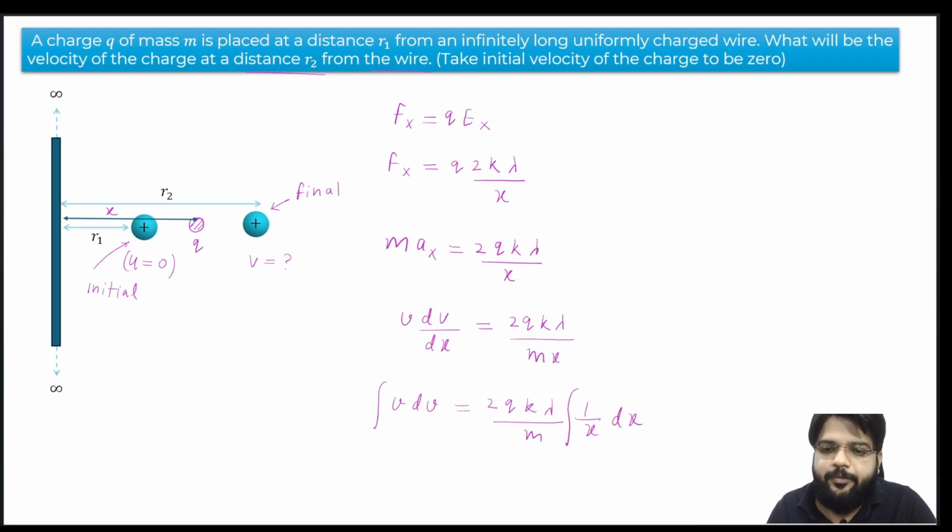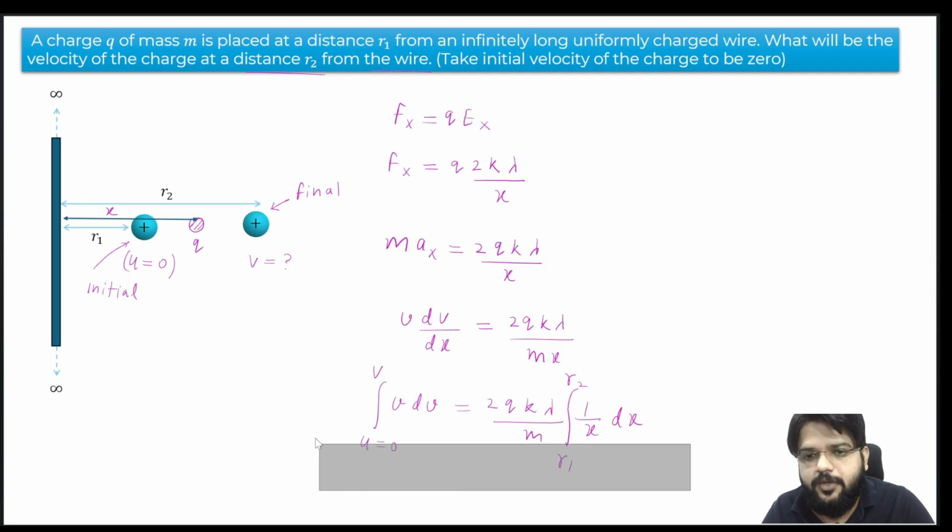All right. Now we will put here the limits of integration. So initial velocity of this particle is 0. So u equals 0, and here v equals v. And here we are doing integration with respect to x. So what is the limit of this x, everyone? Initially it is present at r1 distance, and finally at r2. So at r2 position we want the velocity. So this is the limit of integration. Now we will integrate this. So I'm taking a new page.